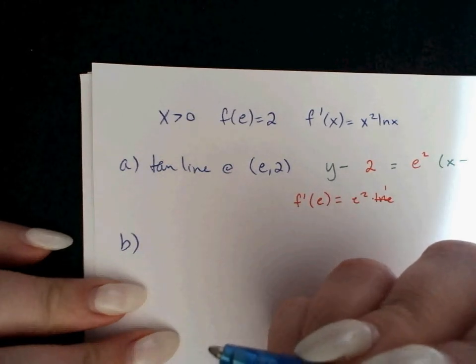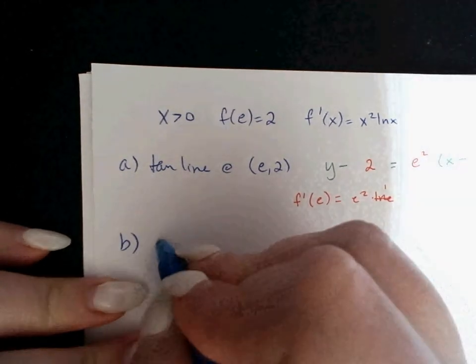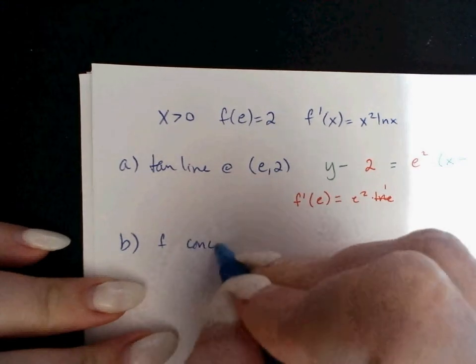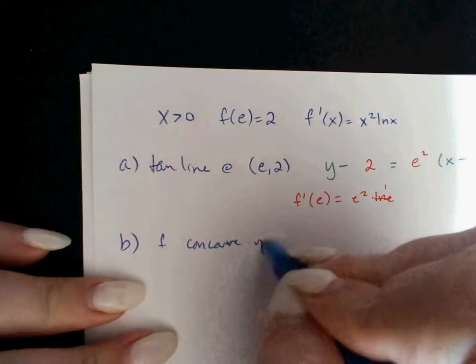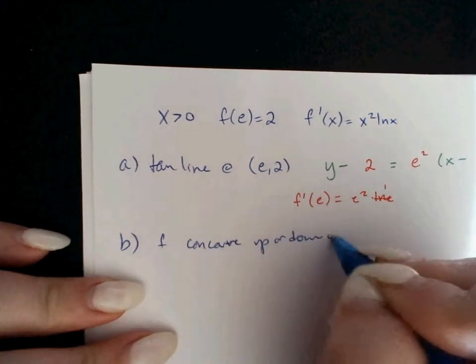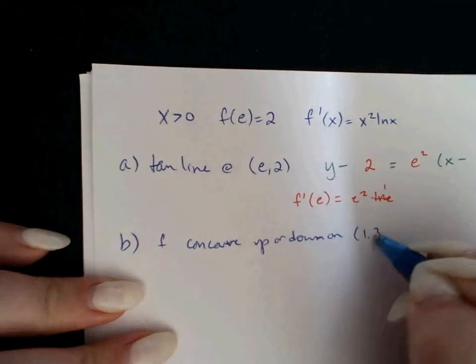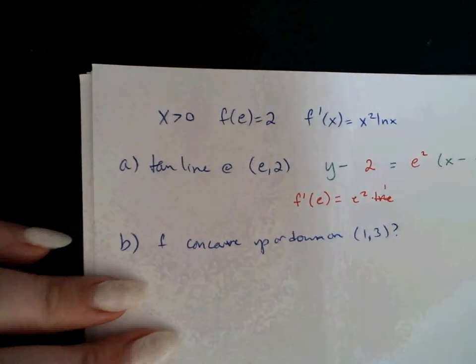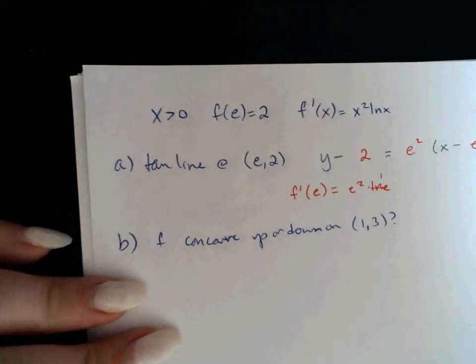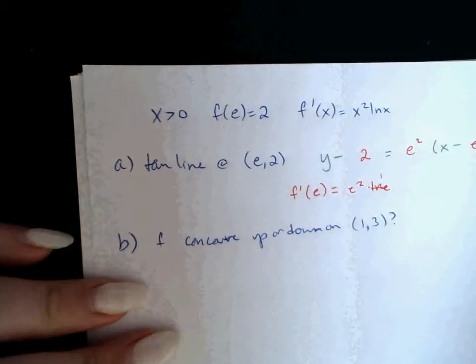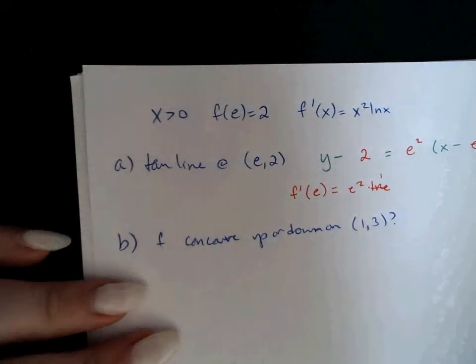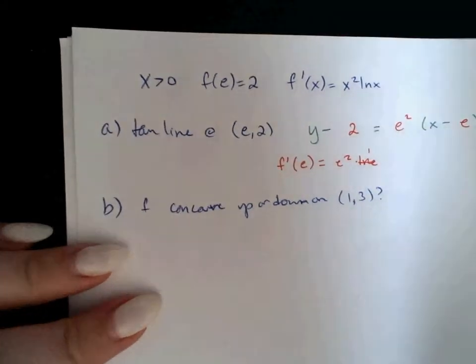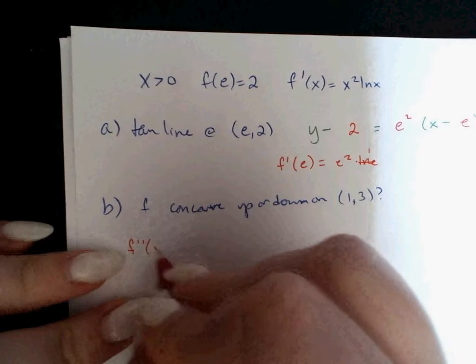Is the graph of f concave up or concave down on the interval from 1 to 3? Give a reason for your answer. So f concave up or down on the interval (1, 3). In order to figure out concavity, I'm going to have to figure out the second derivative and do a sign chart. So we're going to find the second derivative.